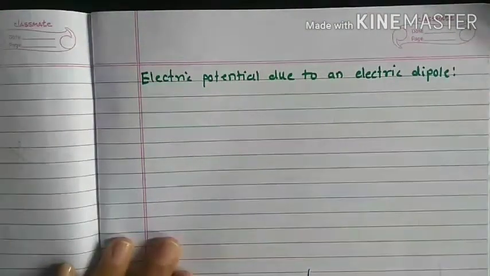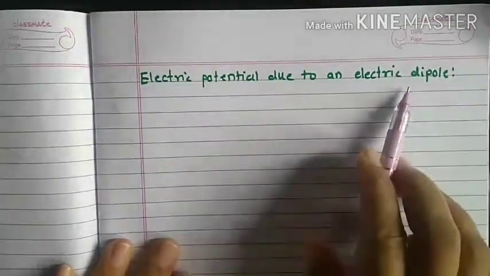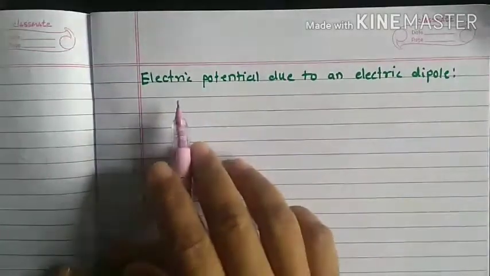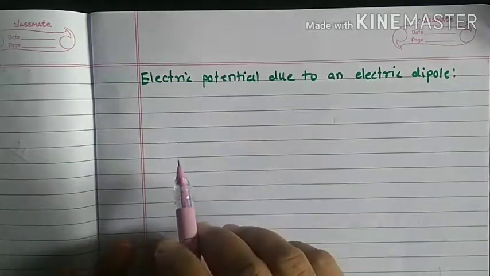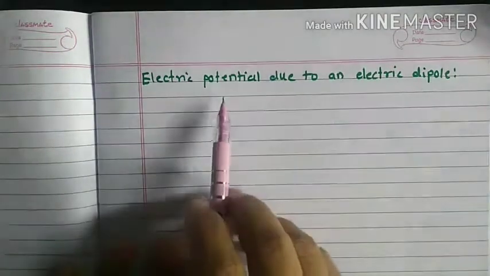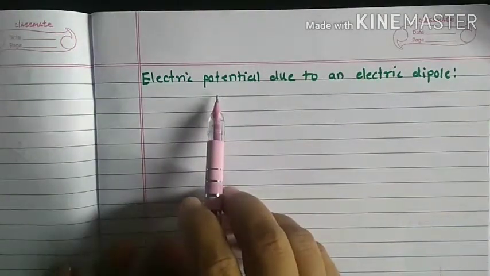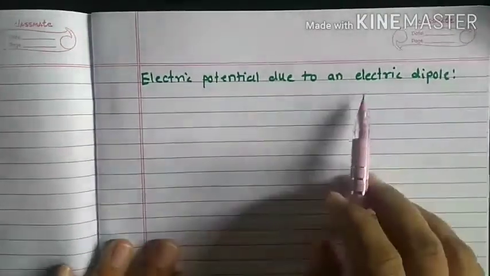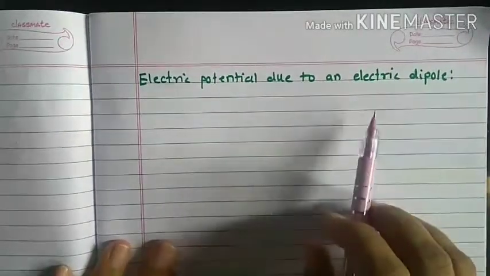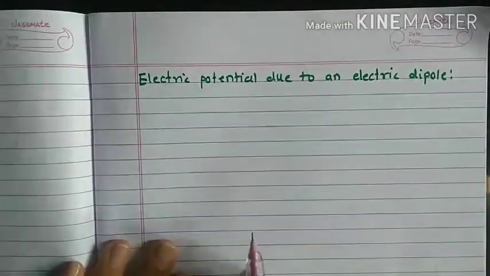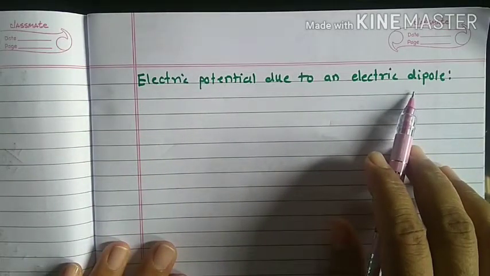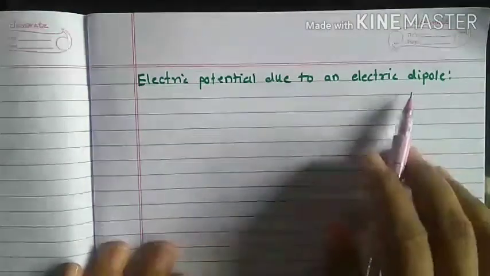Friends, today we are going to discuss electric potential due to an electric dipole. We know what is meant by electric potential. It is nothing but the work done to bring a unit positive charge from infinity to a point. We know that an electric dipole means two equal and opposite charges separated by a finite distance.